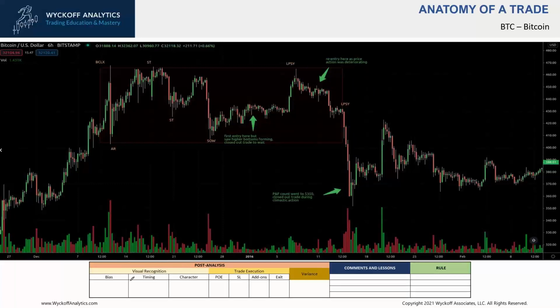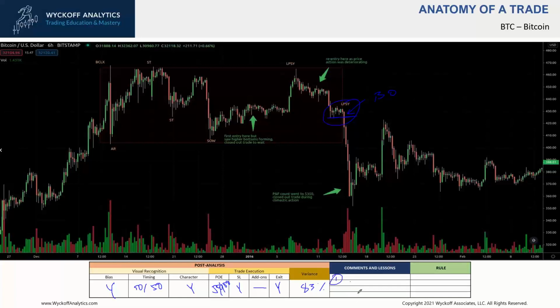So let's go through this, Franz. So bias is definitely yes. Timing, so shall we put 50-50? Sure. Okay. Character, yes. A point of entry, 50-50. Stop loss, well, we don't know exactly where. We're going to assume that stop loss is developed. Well, add-ons. So I only see maybe right here, and you could add on just on the breakout here. So that wasn't done, but I'm not sure if this was an intention. So let's just skip this and exit. Most definitely yes. So out of 6, we have 1, 2, 3, 4, 5. Okay. So this is 83% variance.